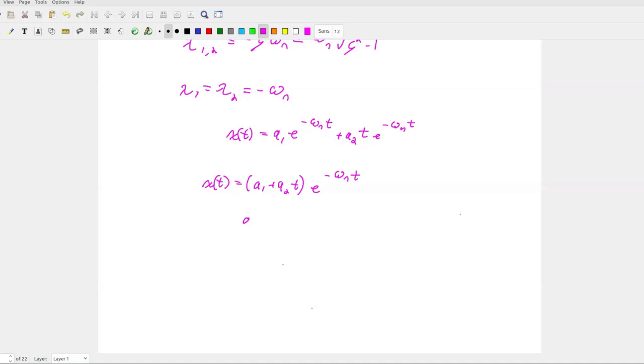And that will give you A1 is equal to x naught, and A2 is equal to v naught plus omega n x naught. And this is your solution to a critically damped system.